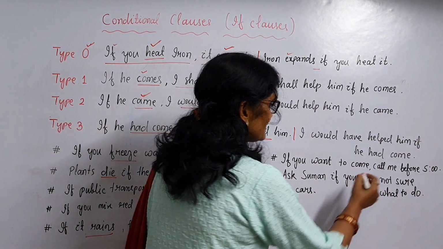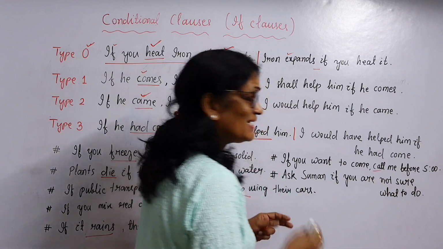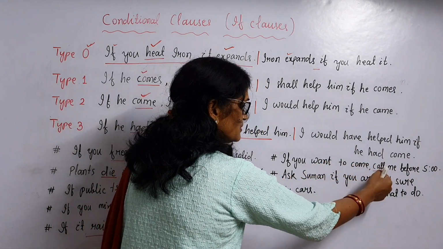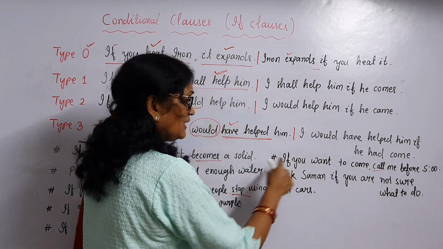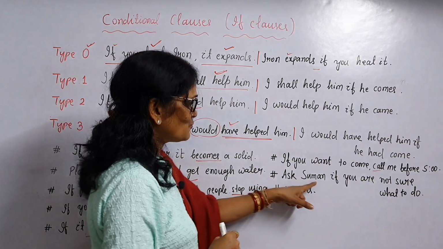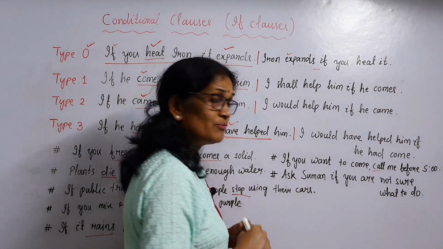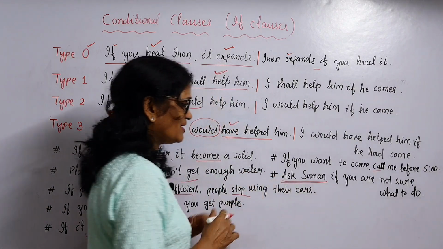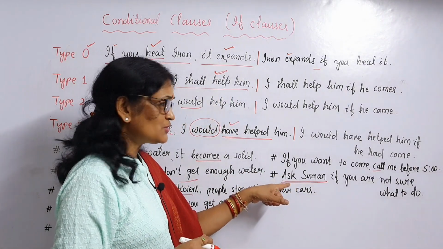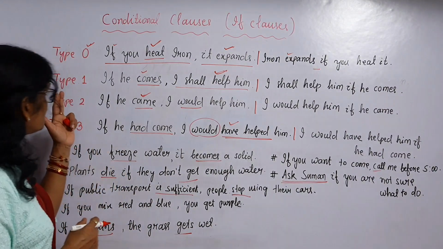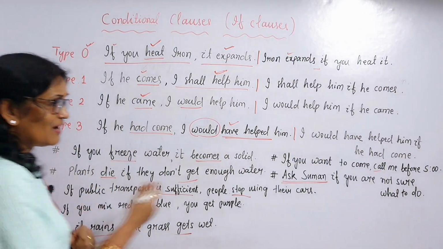Also you use imperative sentences in conditional clauses. Okay. In main clauses we use imperative sentences. If you want to come, call me before 5. Ask Suman if you are not sure what to do. Here, ask Suman is the main clause. I use imperative. That means we use statements and imperatives in type 0 conditional clauses.